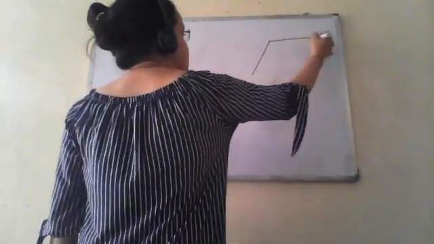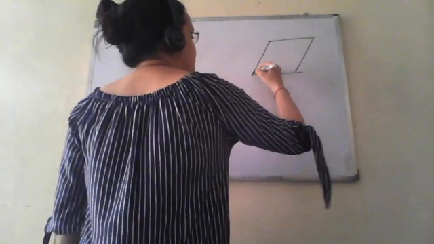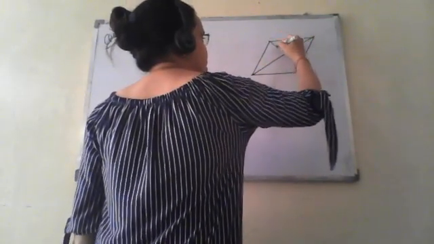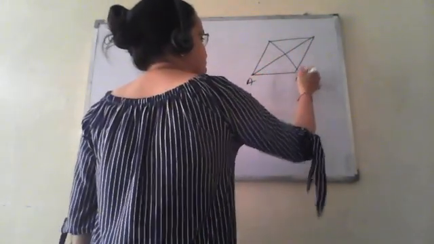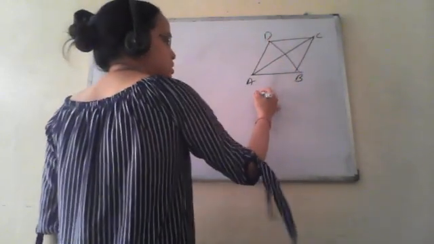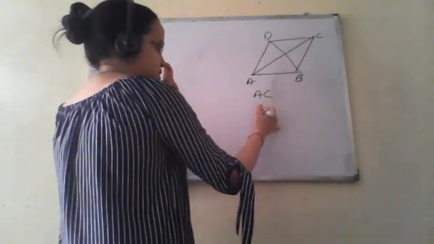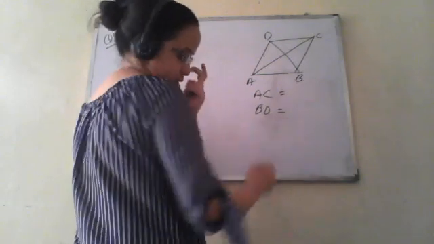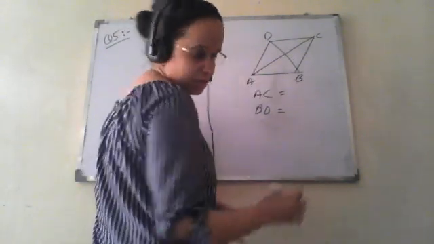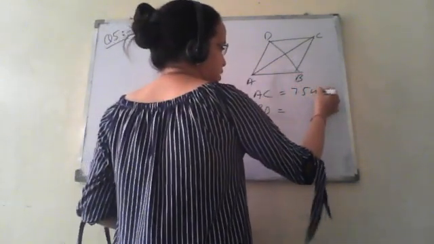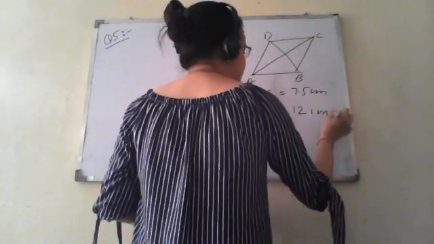So this is the rhombus. All sides are equal and the diagonals are given. This is A, B, C, D, with diagonals AC and BD. The values are given: 7.5 centimeter and this is 12 centimeter.